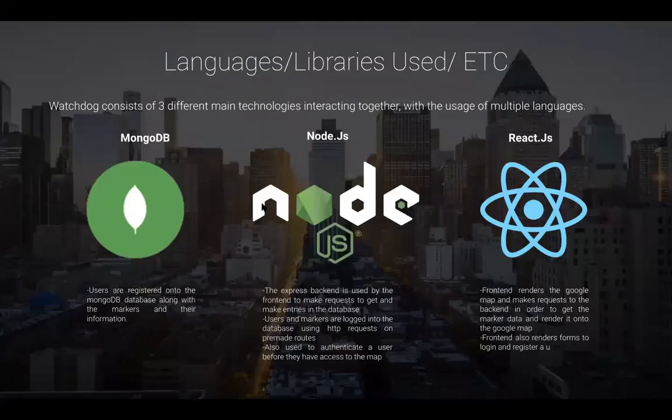For the libraries and technology, the languages we used were JavaScript, HTML, and CSS. And we used MongoDB, Node.js, and React. In Mongo, we held the information of the users and the information for the markers as well. We used Node with Express.js to make our backend server, and we used React for the front end.